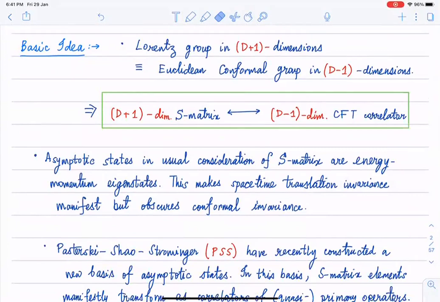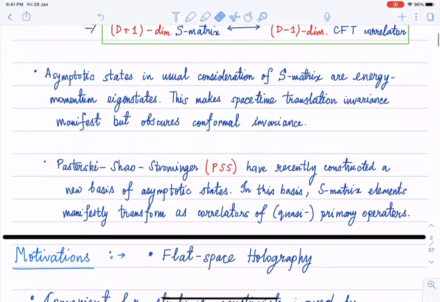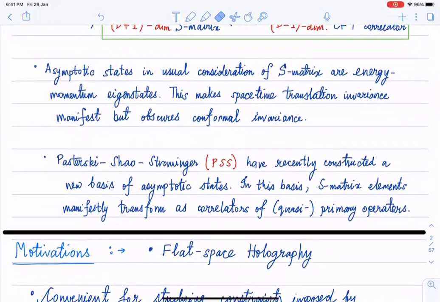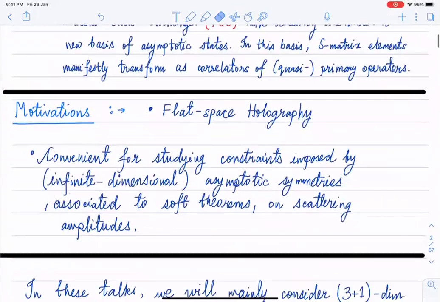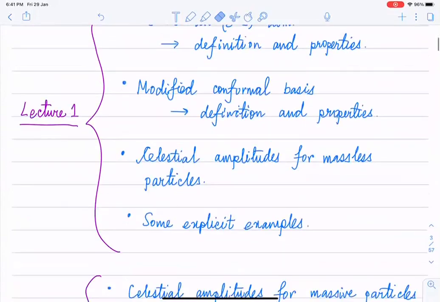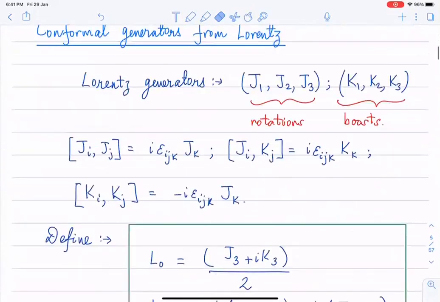we expected, just from a group theoretic point of view, that if you write down some four-dimensional S-matrix, then it has to do something with some two-dimensional CFT correlation function. And then we defined how one can make this resemblance precise by defining these Mellin transformed basis of asymptotic states, in which we defined our Mellin amplitudes as follows.